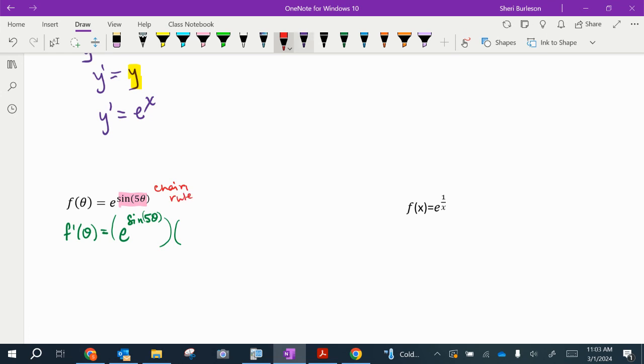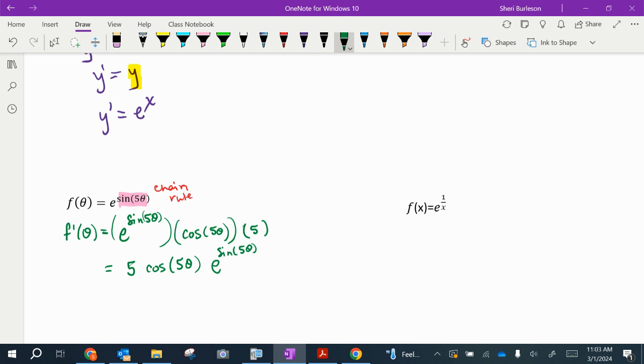So then the derivative of the inner function, what is the derivative of sine? The derivative of sine is cosine of whatever. And then I still have one more inner function. The derivative of 5 theta is 5. I do not have to simplify this, but if I want to write it in an order that's a little easier to see, that would be 5 times the cosine of 5 theta times e to the sine of 5 theta is the derivative.